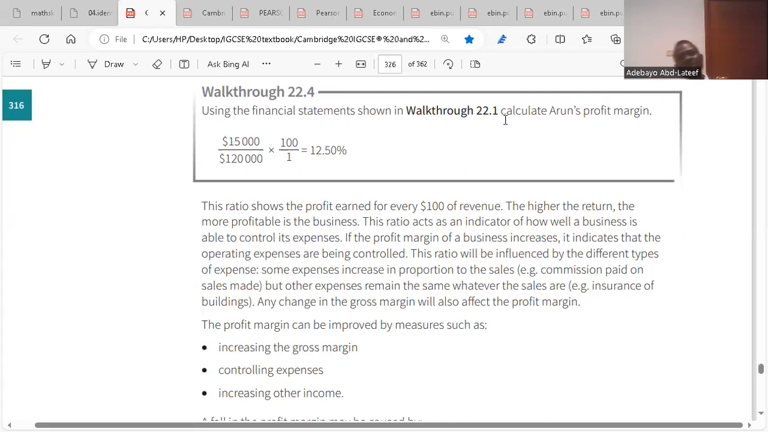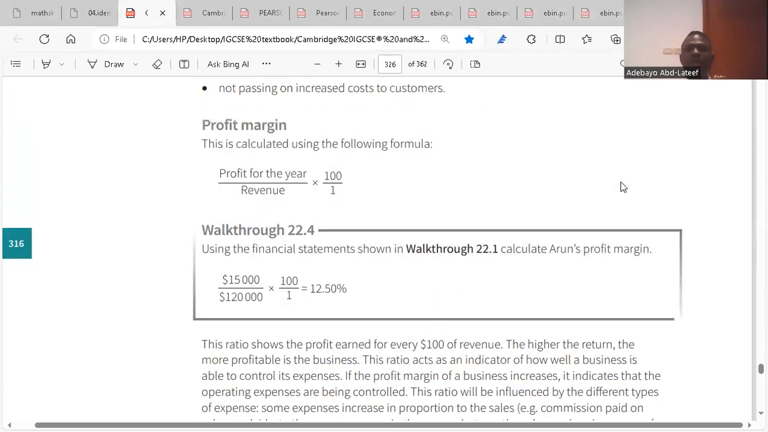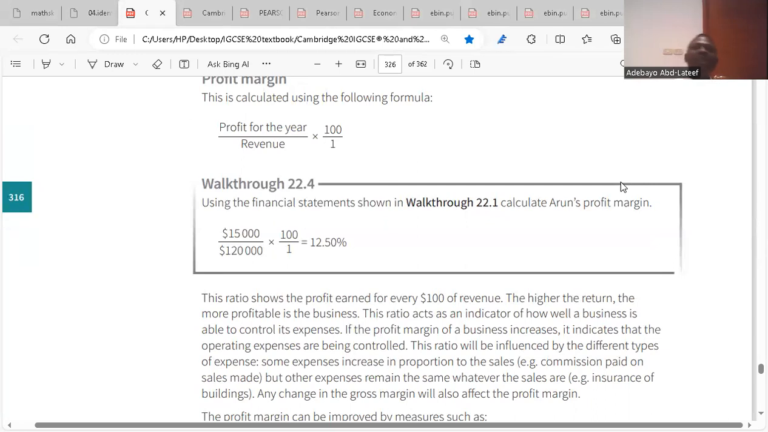So for gross profit margin, when you are calculating it, it will only reflect how you are able to reduce your cost of production. But for net profit margin, the profit for the year is divided by the revenue multiplied by 100, based on what they said there. What is the difference between net profit margin and gross profit margin?